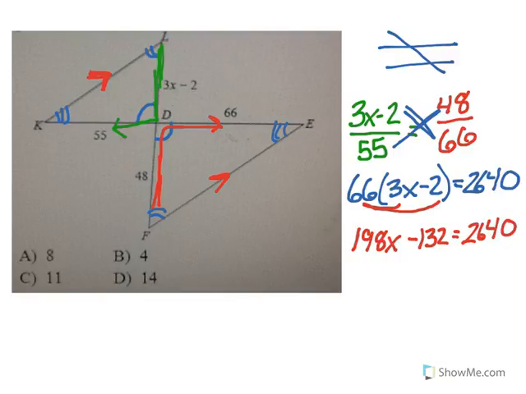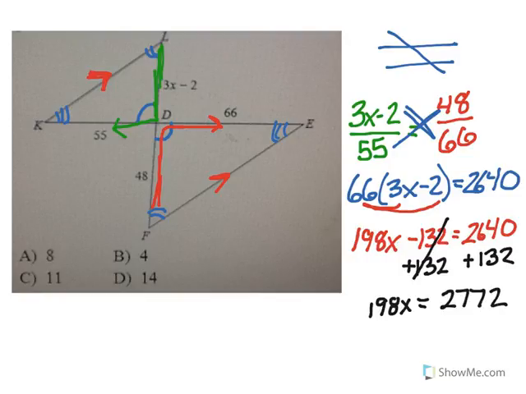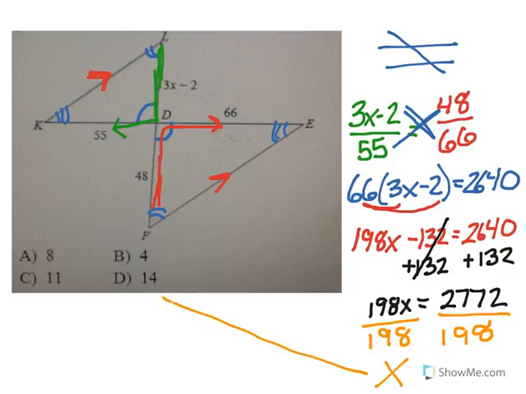Add the 132 and I'll get 2772, and divide that, and out should pop 14.